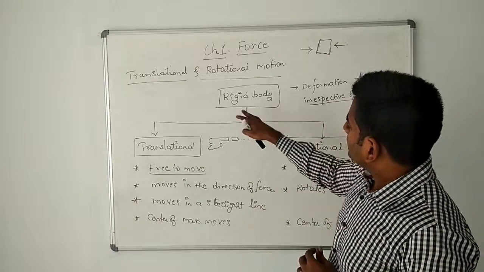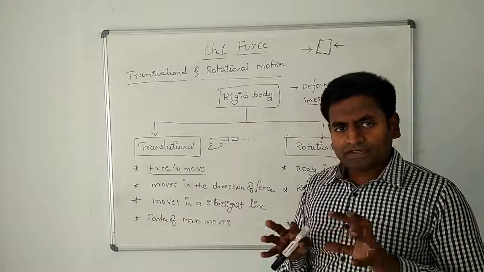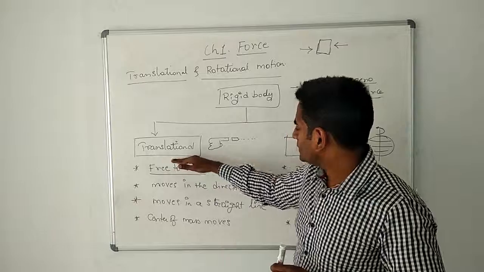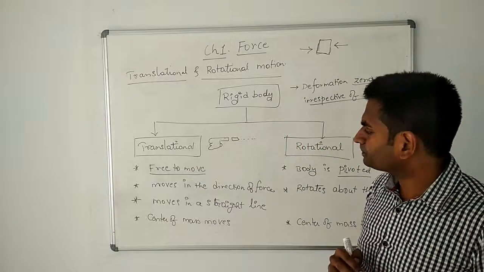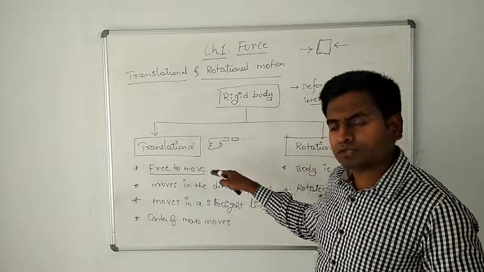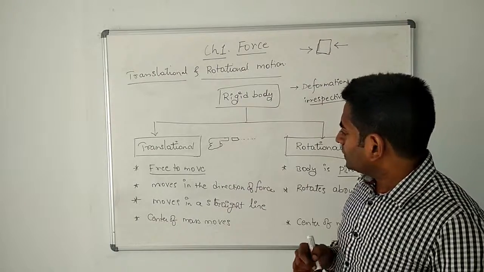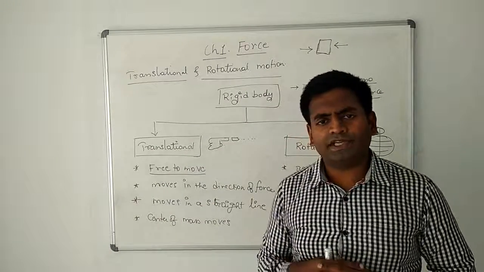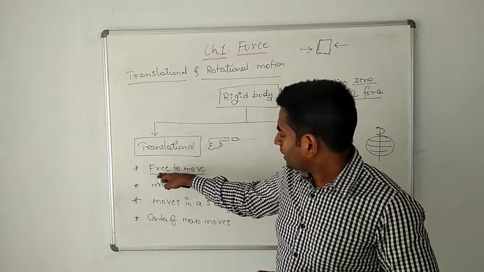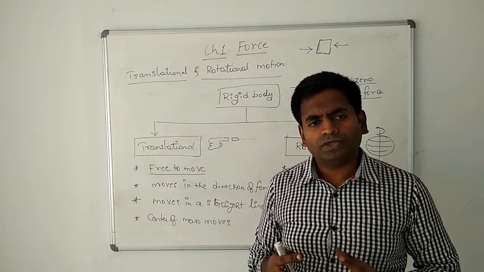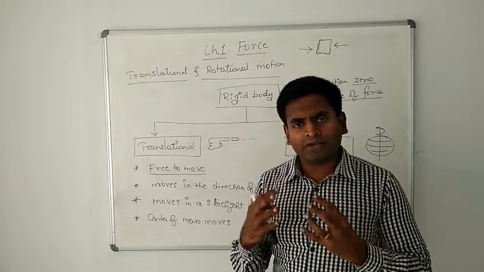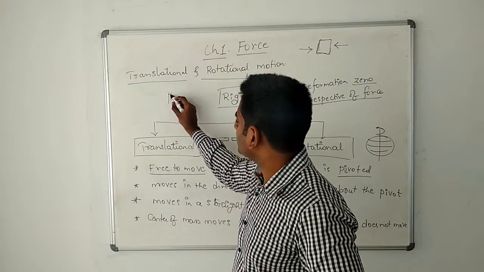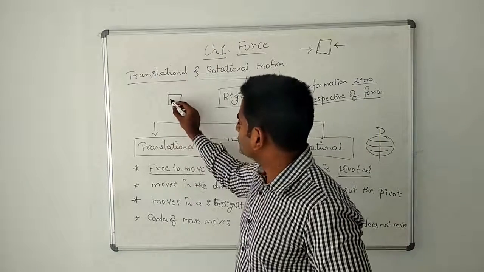But otherwise, whenever a rigid body is acted upon by a force, it will undergo two types of motion. One is translational, another one is rotational. What is a translational motion and what is a rotational motion? The first point that you need to note in translational motion is that the body is free to move. If it is free to move and a force is acting on it, then it will undergo translational motion.